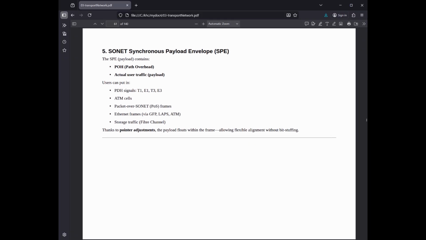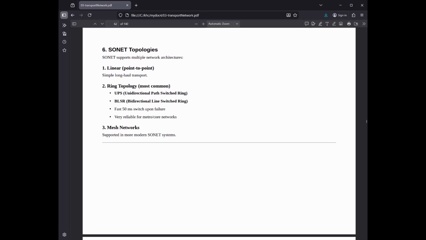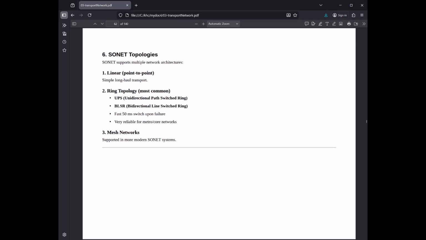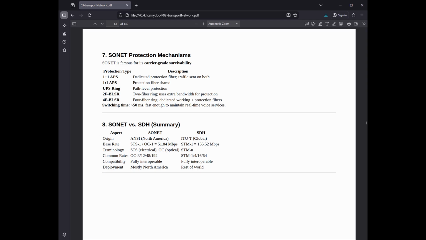Protection mechanisms. Like SDH, SONET is famous for its 50 millisecond switch. UPSR, unidirectional path switched ring, similar to SDH SNCP. Traffic is sent in both directions around a ring. The receiver picks the best signal. BLSR, bidirectional line switched ring, similar to SDH MS-SPRing. It uses a loopback mechanism if a fiber is cut, redirecting the whole line's traffic onto protection channels in the opposite direction. APS, automatic protection switching, is the protocol using K1/K2 bytes in the line overhead to coordinate the switch between nodes.